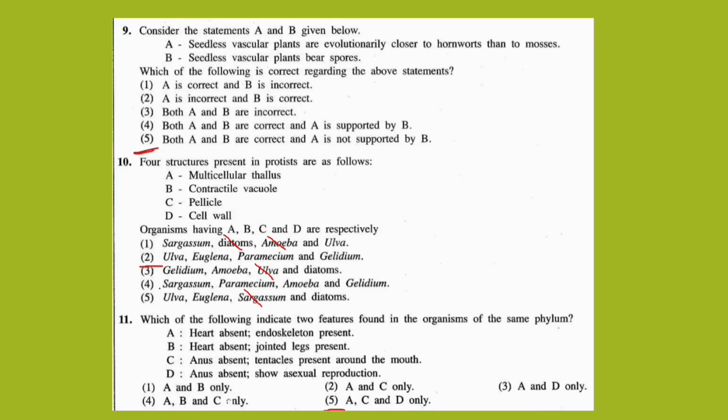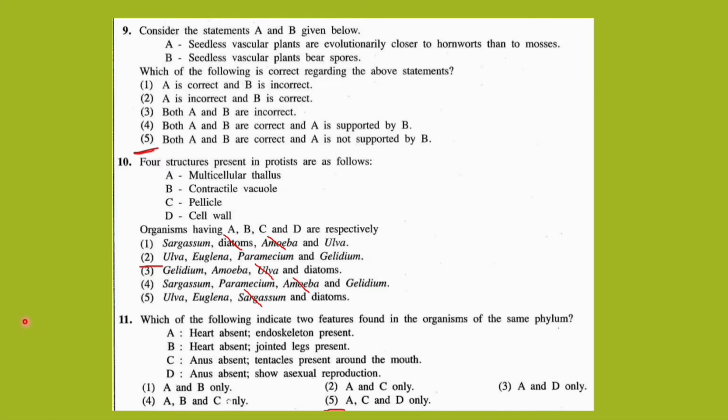If we consider the fourth statement, Sargassum has a multicellular thallus, Paramecium has a contractile vacuole, Amoeba does not have a pedicle. So the answer is the second one. The 11th question, which of the following indicate two features found in organisms of the same phylum?